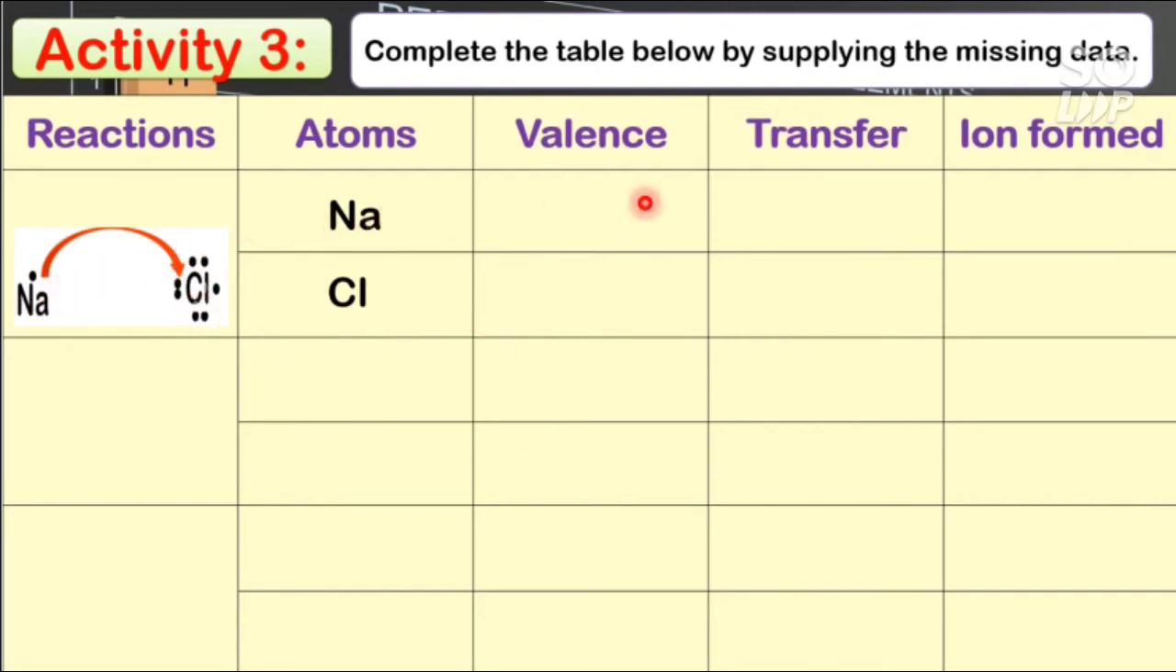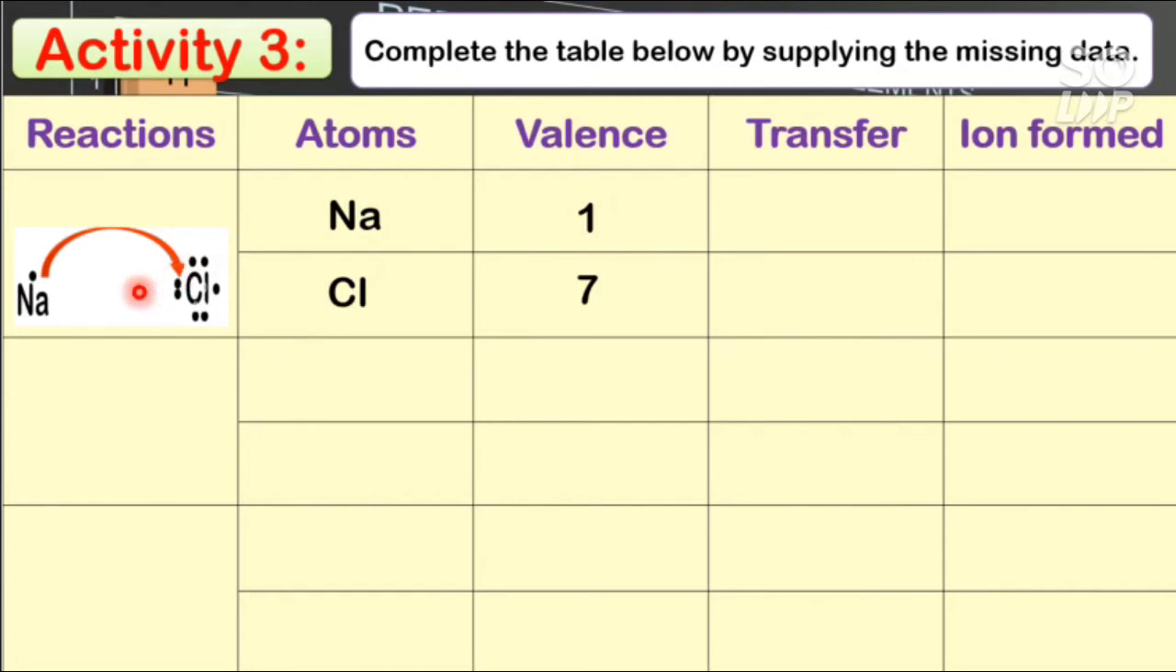So how many valence electrons are there in sodium? Sodium belongs to group 1, so it has 1 valence electron. Chlorine belongs to group 7, so it has 7 valence electrons. If you want to check if it is correct, just look at your periodic table. So look at the diagram so that you will know how to answer the third column here.